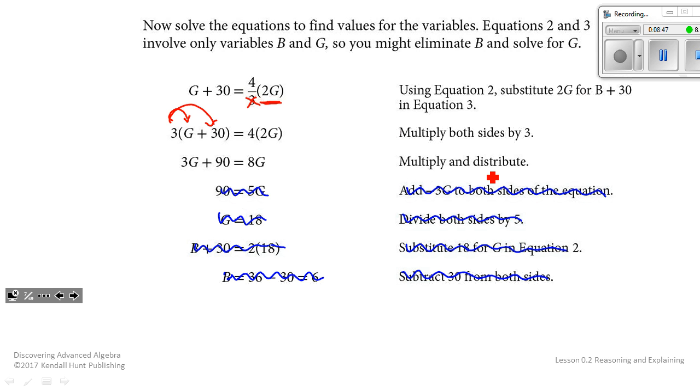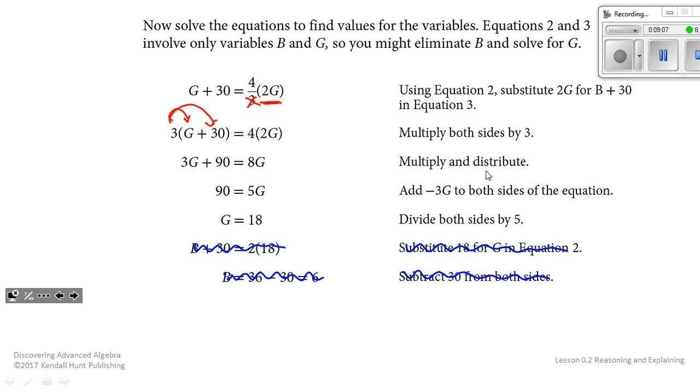What does this do for me? Well, now I have G, right? I'm left with one variable. Now I have 90 equals 5G. And recall how to solve equations. I'm going to divide both sides by 5. And I end up with G equals 18. Look, it's a little easier from here.